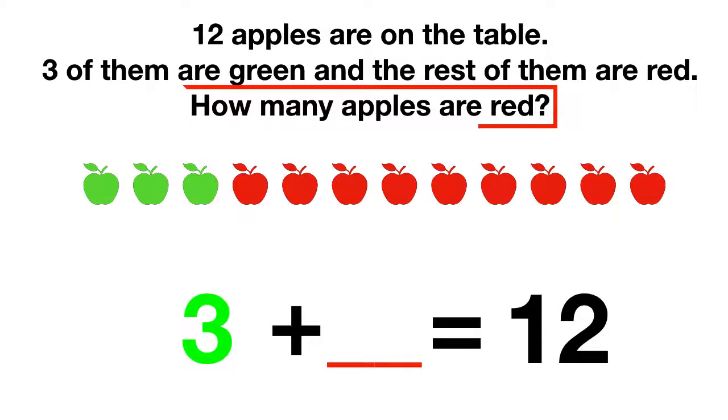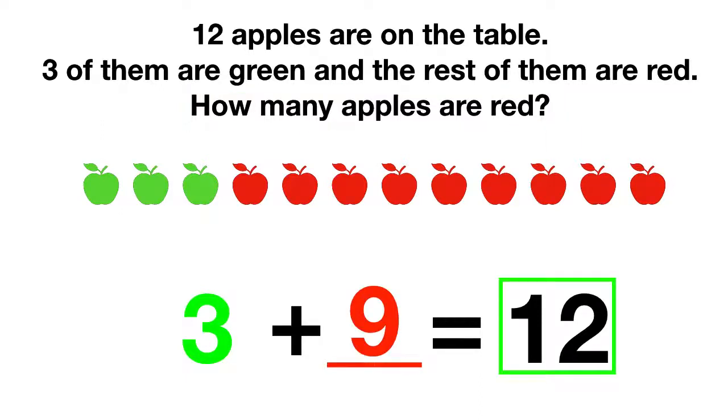To figure out how many apples are red, you just need to count them up. 1, 2, 3, 4, 5, 6, 7, 8, 9. There must be 9 red apples.